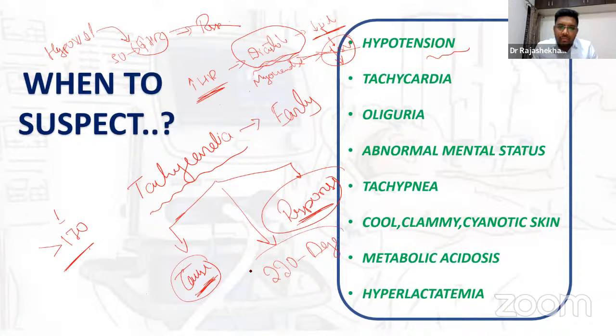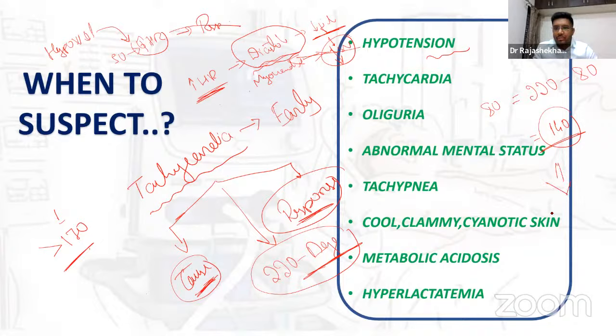It is 220 minus age. So younger patients can achieve a little higher heart rate, and older patients achieve a little lower heart rate. For example, if you take an 80-year-old male, what is the maximum heart rate he can achieve as a response? 220 minus 80, so it is 140. So when you see an 80-year-old patient whose heart rate is 160, suspect this is not the response, this is the cause of hypotension.